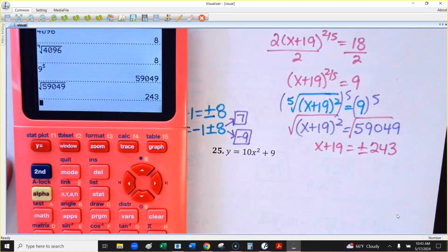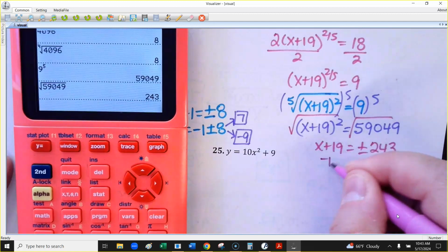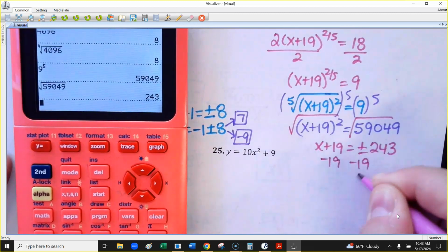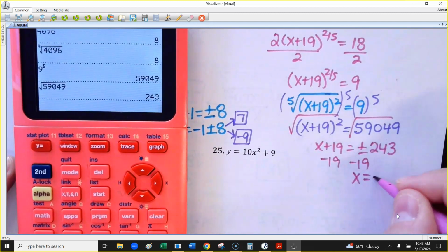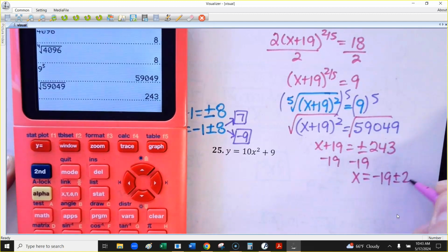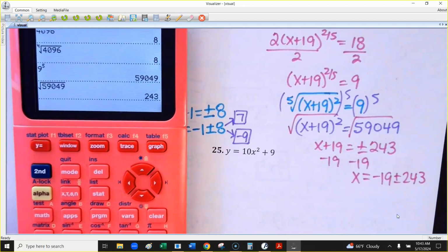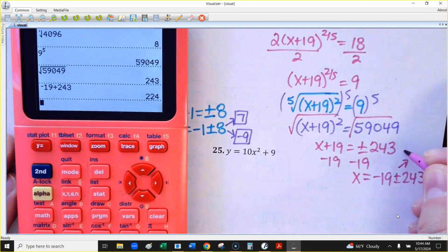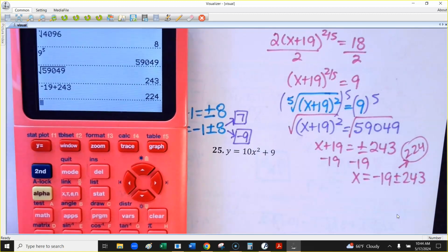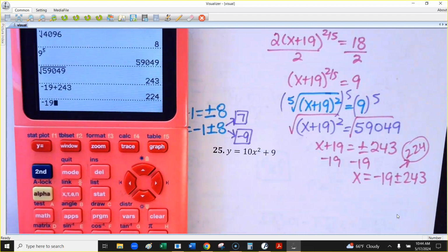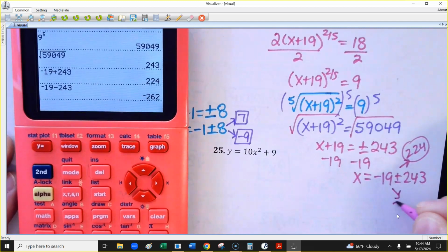And then I just need to move the 19. So I need to subtract that. Sorry, I'm kind of bleeding into this other question. So you'd have negative 19 plus or minus 243. So if I do negative 19 plus 243, one of the answers is 224. If I do negative 19 minus 243, my other answer is negative 262.